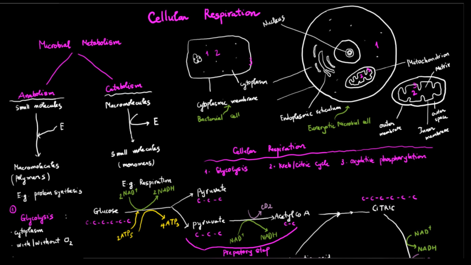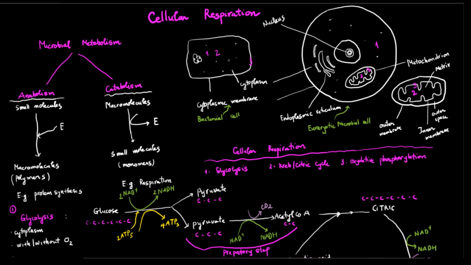Anabolisms consist of the activities which synthesize macromolecules or polymers from small molecules or monomers. Anabolisms requires energy. In contrast, catabolisms consist of the activities which break down macromolecules or polymers into small molecules or monomers. Catabolisms produce or generate energy. Cellular respiration is an example of catabolisms.